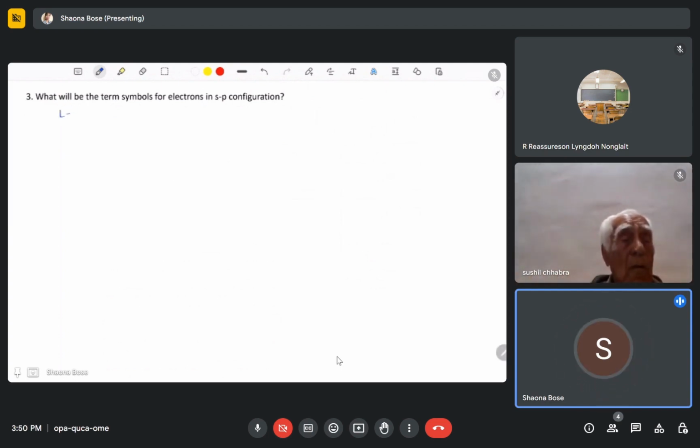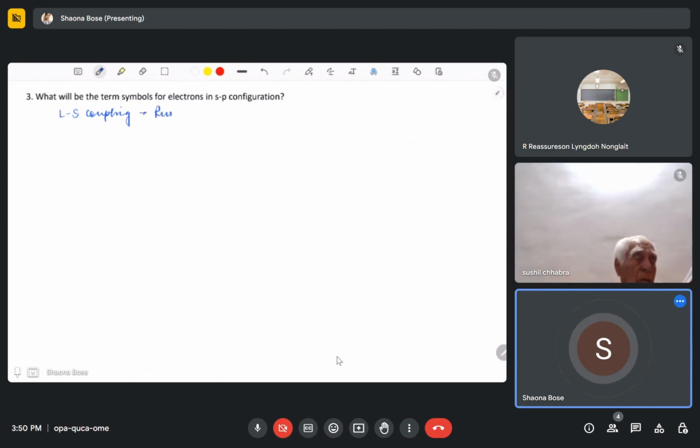Okay, for your note, the LS coupling is also known as the Russell-Saunders coupling, okay, or the RS coupling. Okay, so yes, what will the term symbols be for electrons in sp configuration?